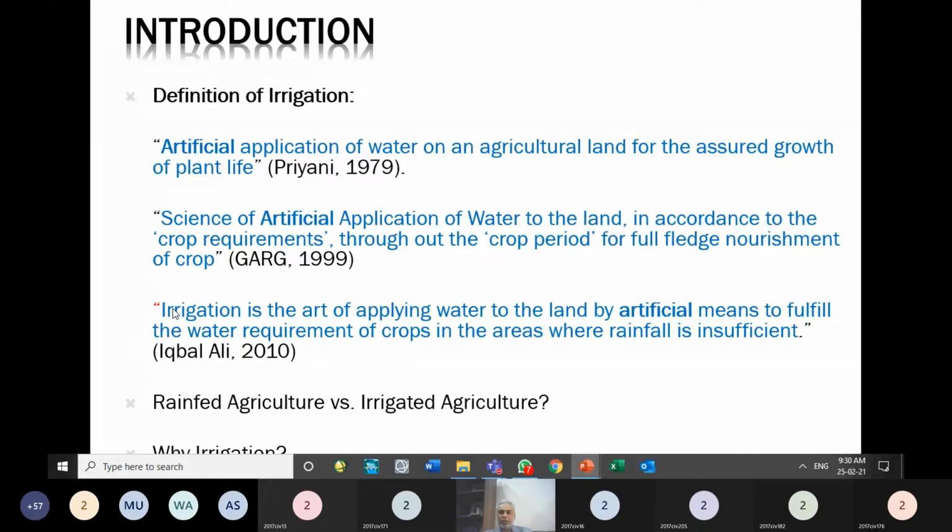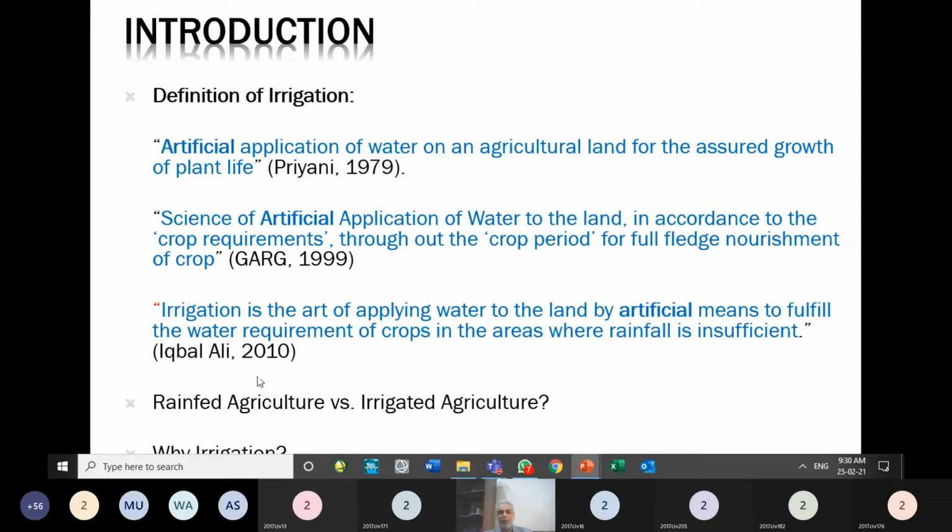In strict terms, art is that thing which does not repeat itself, while a scientific experiment or science is those things which we can repeat if similar conditions exist. If similar input is given, similar output will come out. So I think irrigation, if we give similar input, similar constraints, similar environment, we still get similar output. So I will say that irrigation is a science of artificial application of water, not art. But we cannot change his definition.